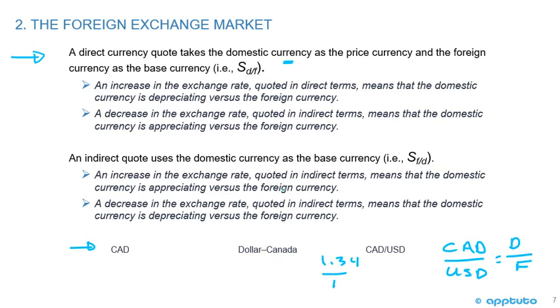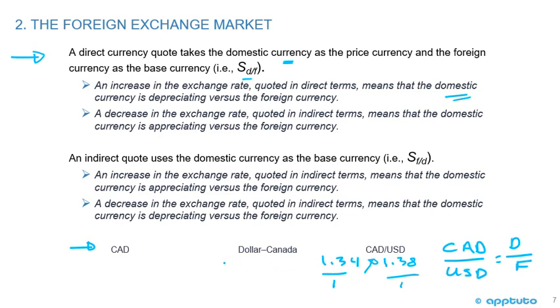So if we have an exchange rate that's quoted in direct terms, an increase in the exchange rate, so let's say that increases to 1.38, well, that means 1 US dollar is going to get me $1.38. That means that the domestic currency is depreciating because it's going to cost me more to buy that $1 US, okay? So you can see in this case, when you're talking about a direct currency quote where you've got domestic over foreign, if it's increasing, then the domestic currency is obviously depreciating.